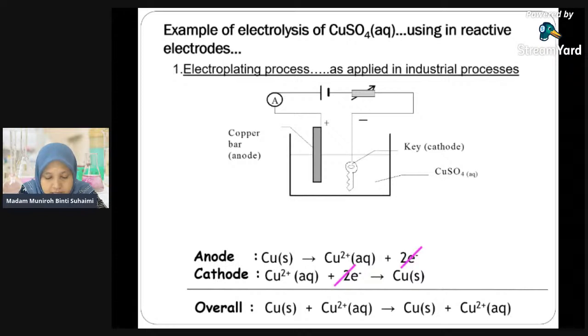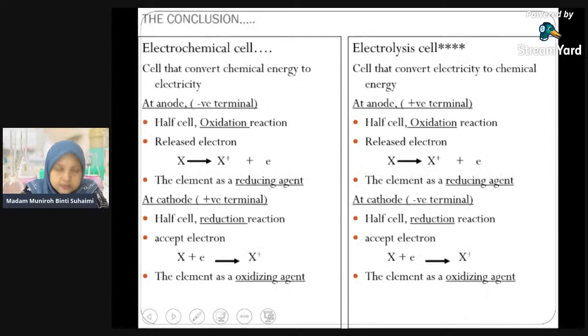So apa jadi nanti? Sebelah anode ni copper ni akan decrease lah. Mass dia akan decrease, so dia akan datang deposited dekat sini. So this is applied in industrial process. So this is a summary for the electrochemical cell and electrolysis cell.